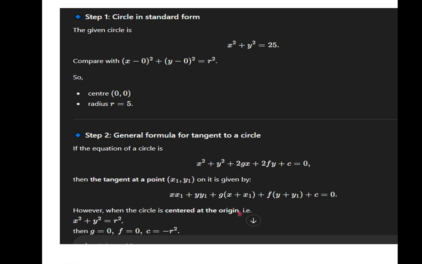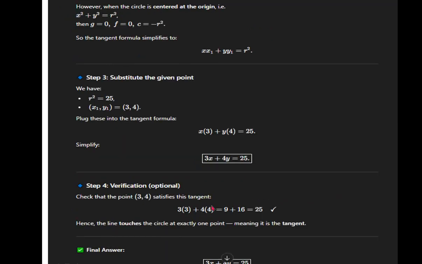However, when the circle is centered at the origin, g and f are 0, with only c remaining. So the formula is x·x1 + y·y1 = r², because g and f are 0 and c is −r². Step 2: r² is 25 and the point (x1, y1) is (3, 4).